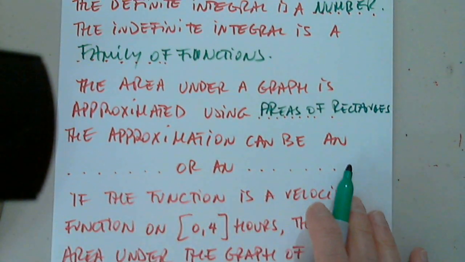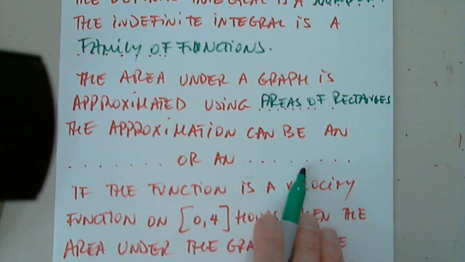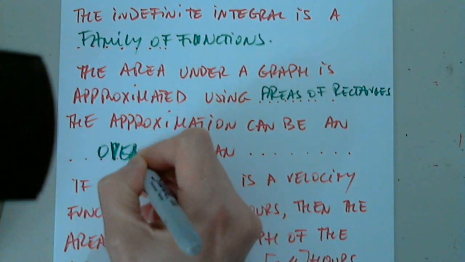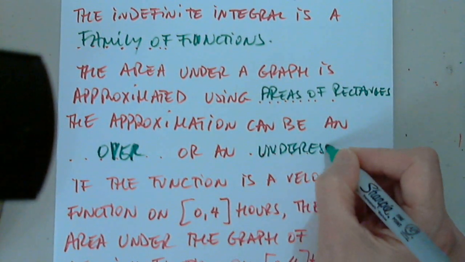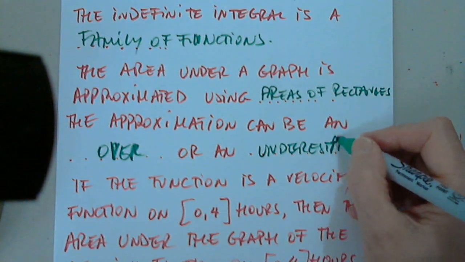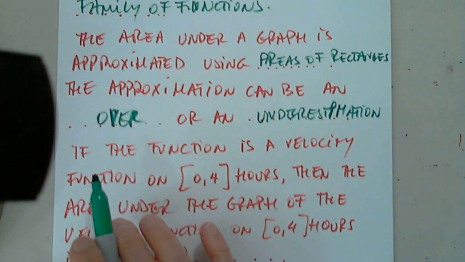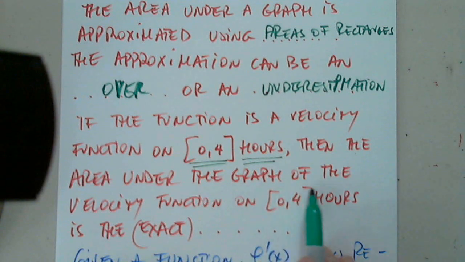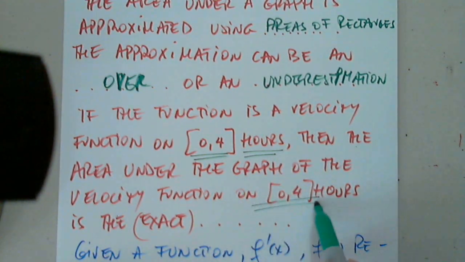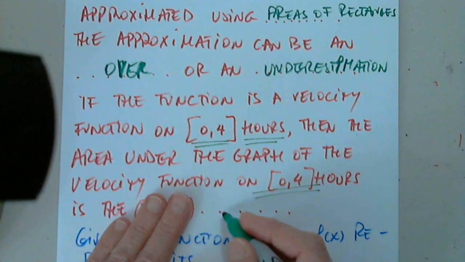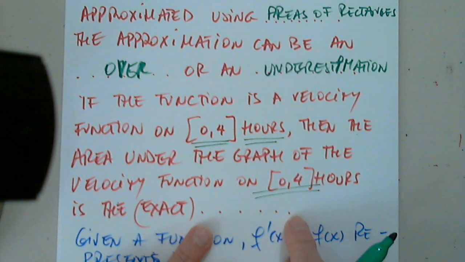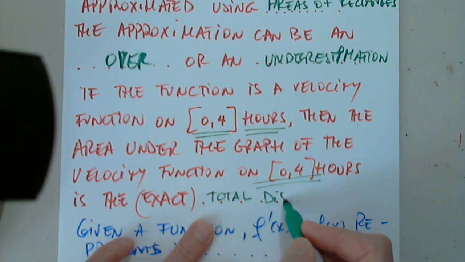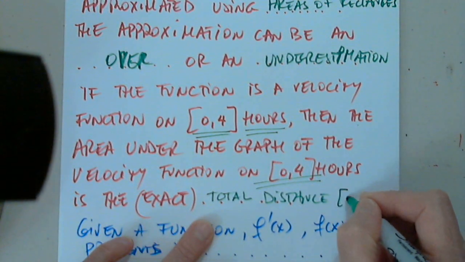So areas of rectangles. Good. The approximation can be over or under estimation. Perfect, awesome. If the function is a velocity function on 0 to 4 hours, then the area under the graph of the velocity function on 0 to 4 hours is the definite integral. Yes, but it is the total distance between 0 and 4 hours.